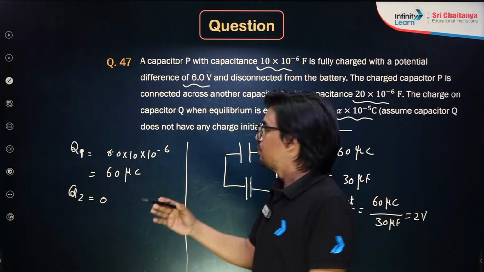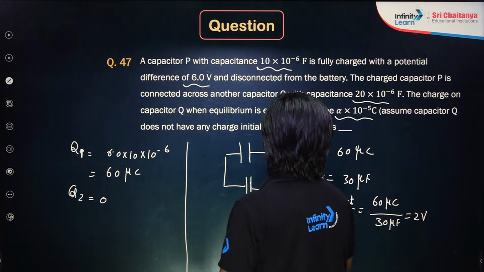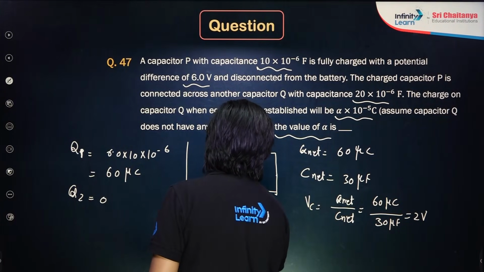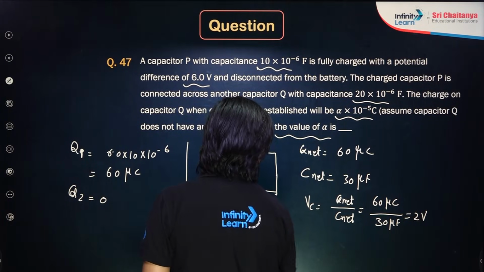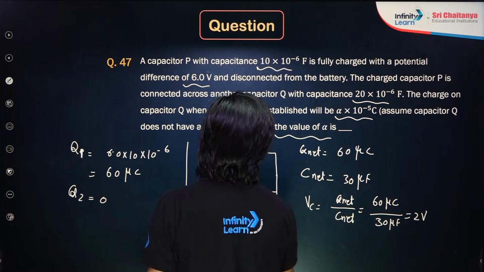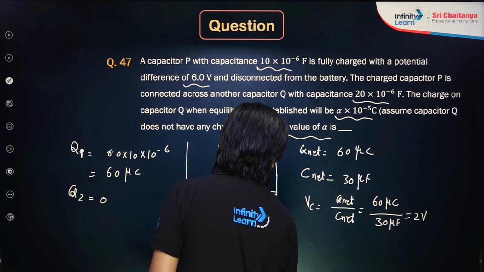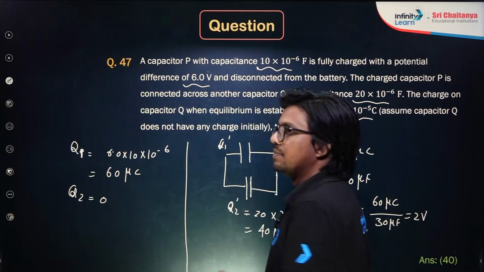Okay, it comes out to be 2 volt. What I want to find out is the charge on the second capacitor, Q2 dash, after connection. This is equal to its capacitance, which is 20 microfarad, into the common potential, which is 2 volts, so 40 microcoulomb. That will be the answer.